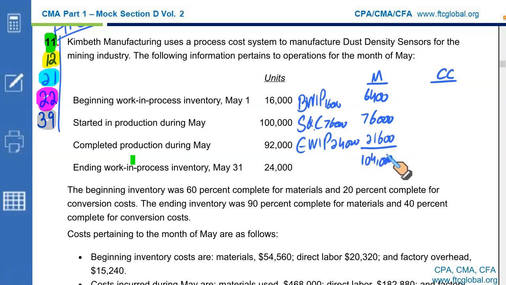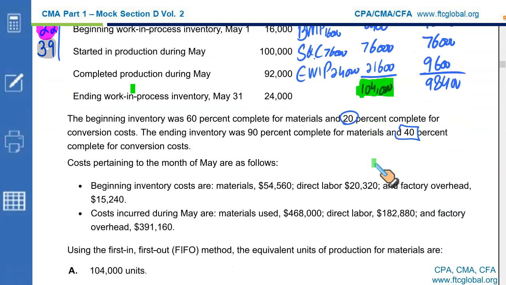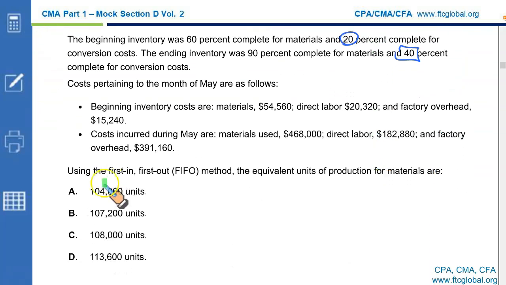Let us do the same for conversion cost. For conversion cost, 20% was added in the previous period. That means we would have added 80% in the current period. 16,000 times 80% is 12,800. Started and completed is always 100%. Ending work in process had conversion cost up to 40%, so 24,000 multiplied by 40% is 9,600. If you add all of these, you should get 98,400. Now, this is the answer to question number 11 we are doing right now. 104,000, these are the EUPs of material, and this matches perfectly with your option A.